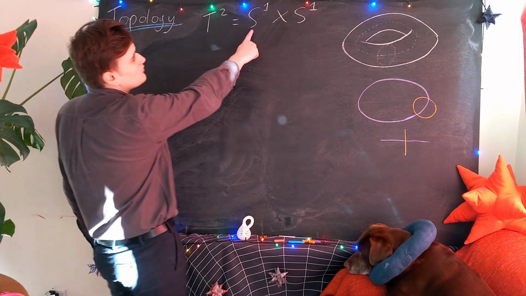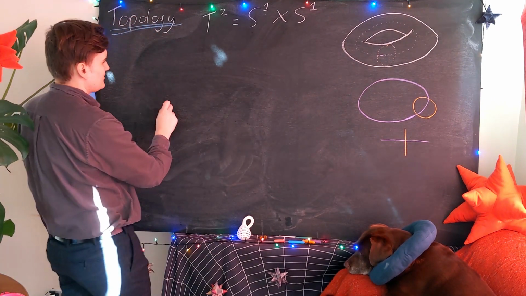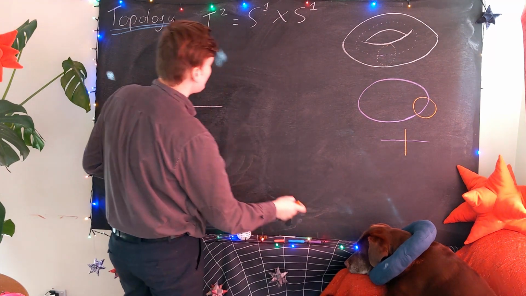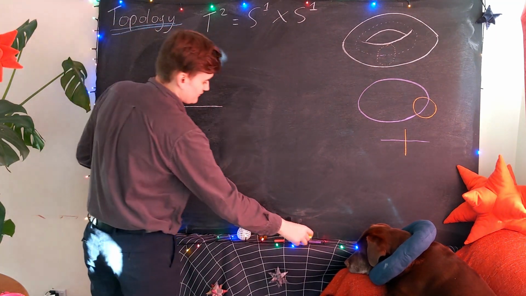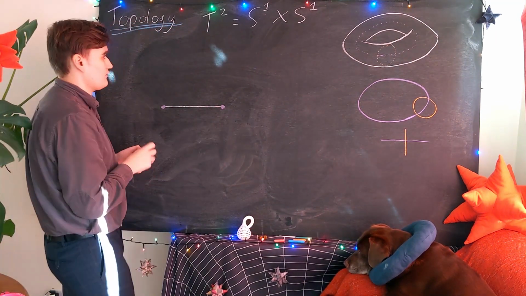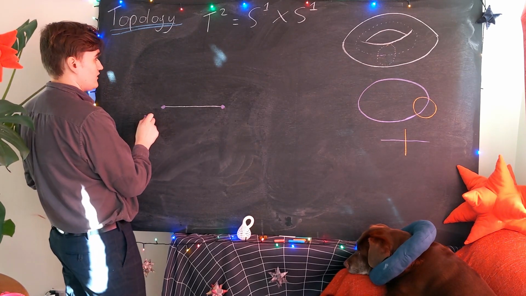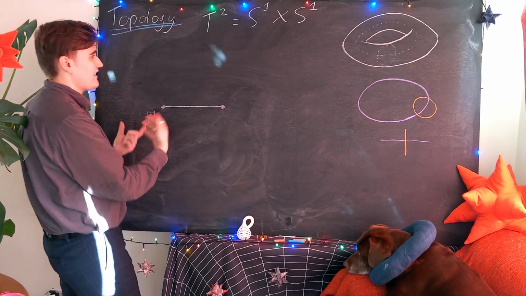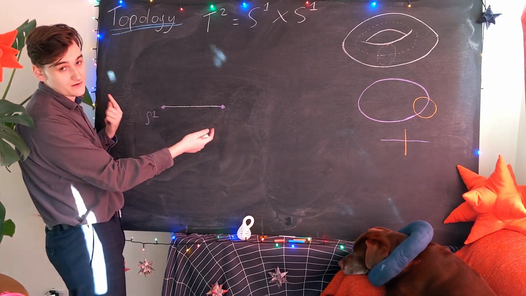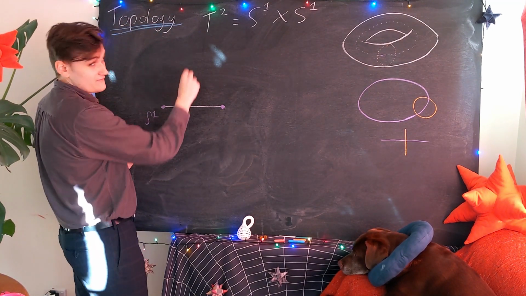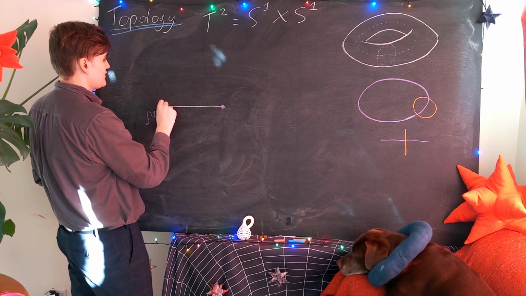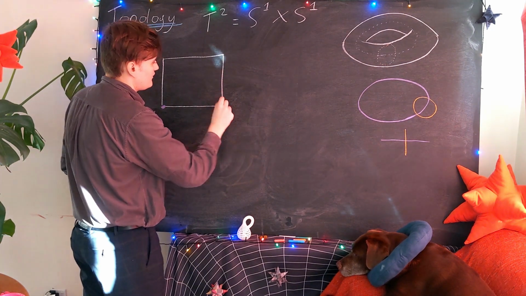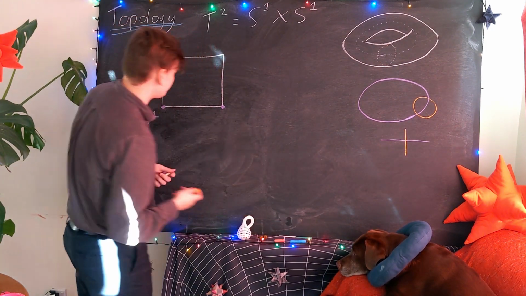So if we just remember what a circle is, it's simply a line segment with the endpoints identified. Okay, so this is going to be one circle. I'll call it S1. And now to form its Cartesian product with another circle, we just need to, at every point, attach another circle. So, as we've seen before, this is going to fill out a square like this.